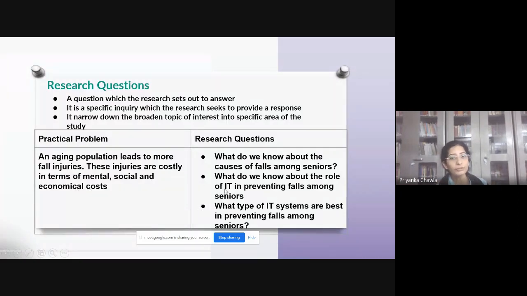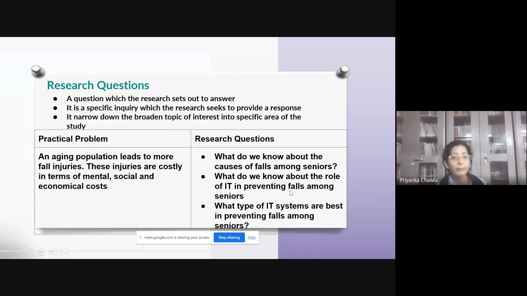So what type of questions can you make? Research questions may be: What do we know about the causes of falls among seniors? What are the main causes of falls? What do we know about the role of IT in preventing falls among seniors? How can we prevent it with the help of IT? What type of IT system is best in preventing falls among seniors? So these are the questions.